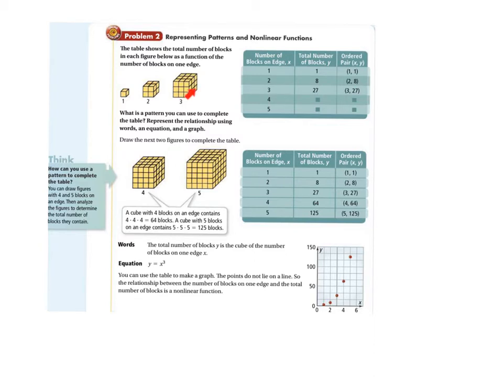Obviously this one's cubed, and notice it's making a cube, and the word cubed for being to the power of 3 is not just from nowhere, right? Literally it means cubed, a cube.